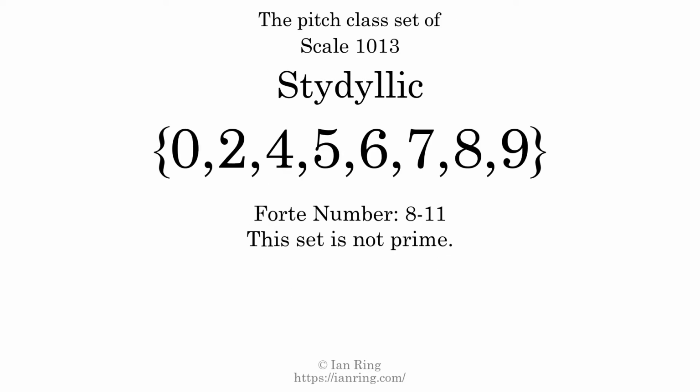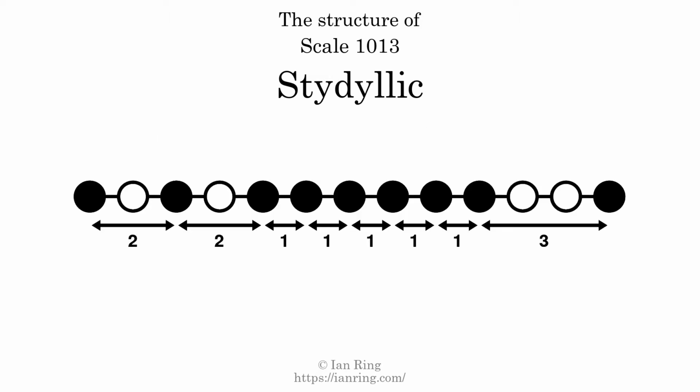The pitch class set for this scale is 0, 2, 4, 5, 6, 7, 8, 9. The fault class is 8, 11. This set is not prime. The structure of a scale is a description of the interval distance between each successive tone. This scale has a structure of 2 2 1 1 1 1 1 3.